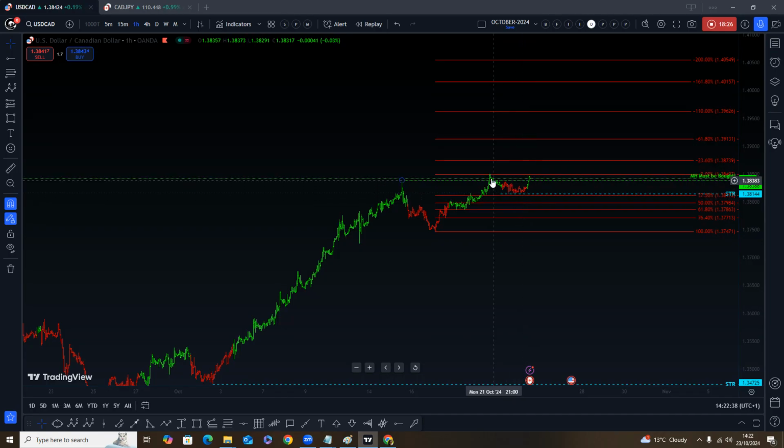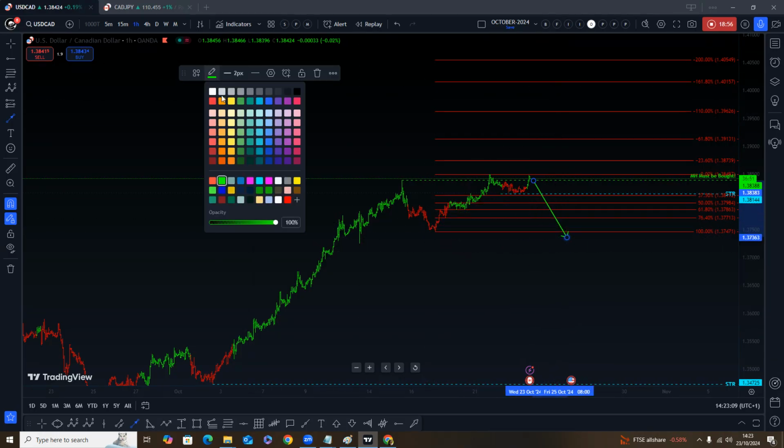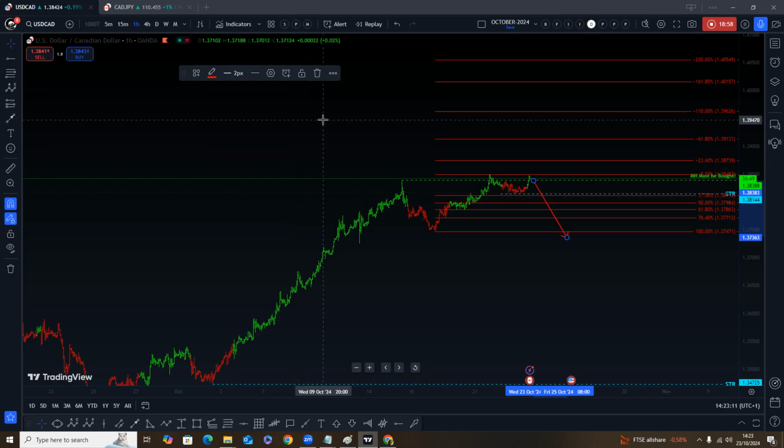And what we can see here, this pullback is very shallow. It may fail, okay, because this one has satisfied the wave structure 5. And once you start to see a break back below the momentum high, that will be a sell. A break back below the structure after breaking the momentum high down, that will be a double sell. So you're probably going to see something like this. If we break this and break this, we're going to have a breakdown below this place. Okay, so that is the picture in the US dollar Canadian dollar.